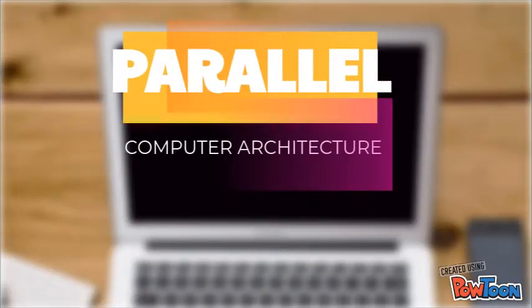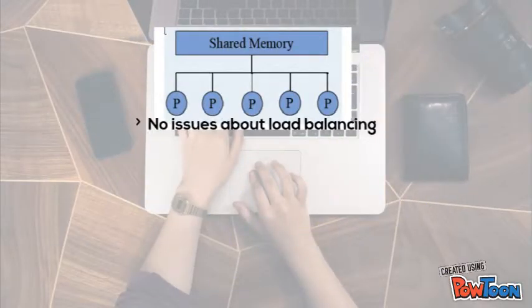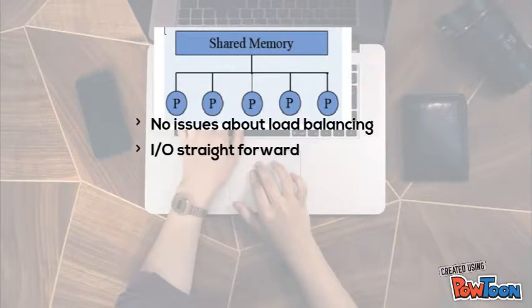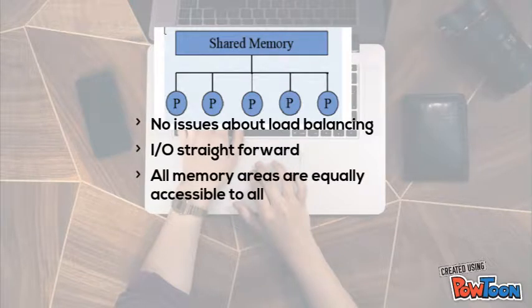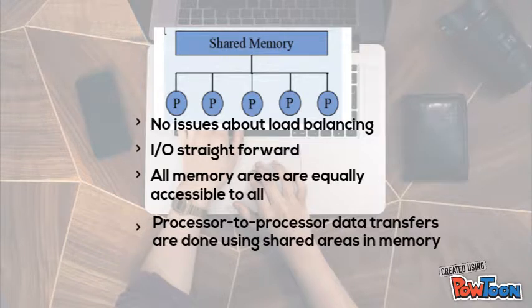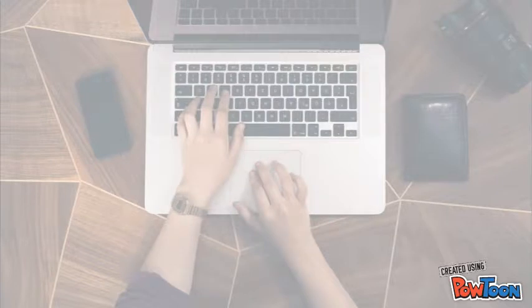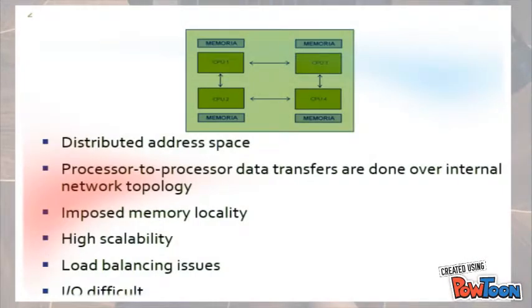Parallel computer architecture. With shared memory, there are no issues about load balancing. I/O is straightforward. All memory areas are equally accessible to all. Processor-to-processor data transfers are done using shared areas in memory, and it has limited scalability. With distributed address space, processor-to-processor data transfers are done over the internal network topology. It imposes memory locality, has high scalability, load balancing issues, and I/O is difficult.